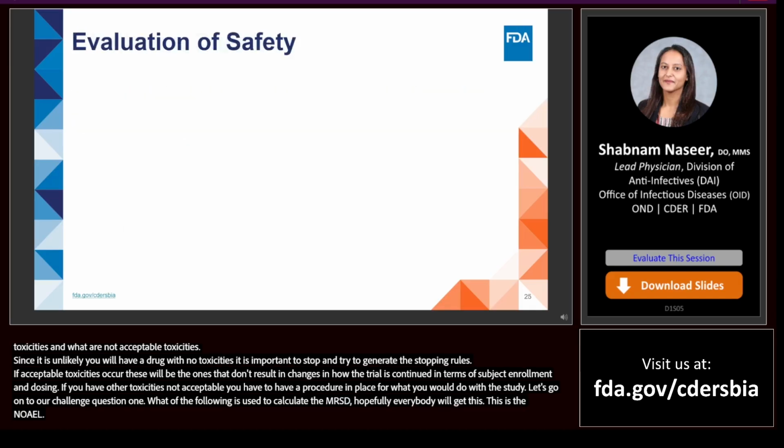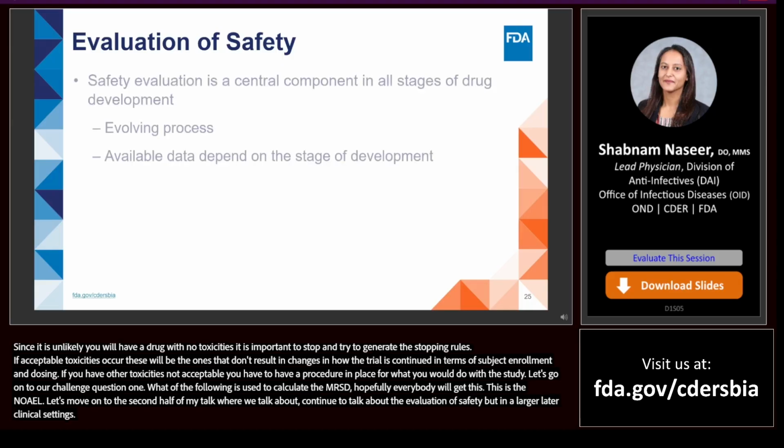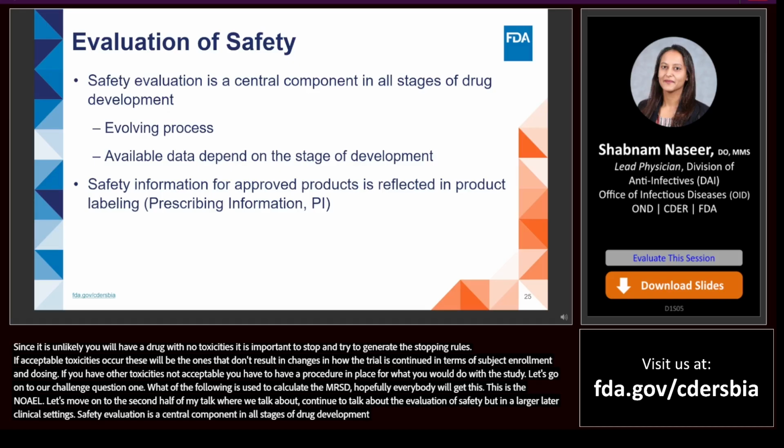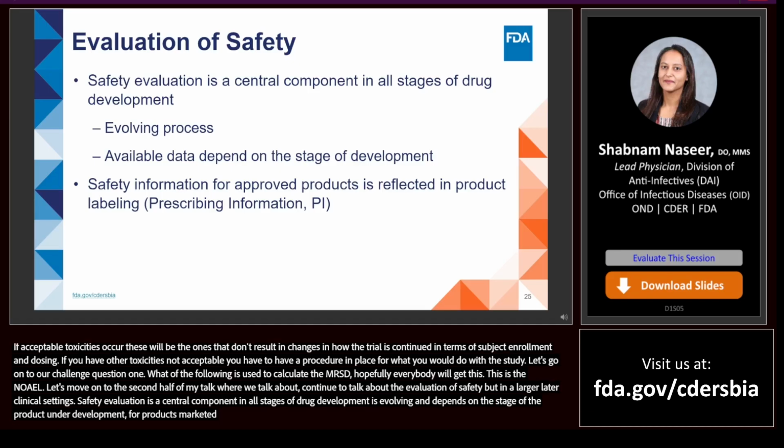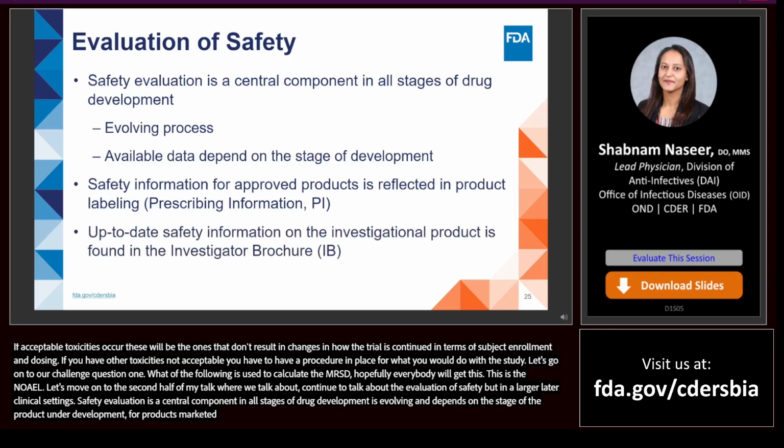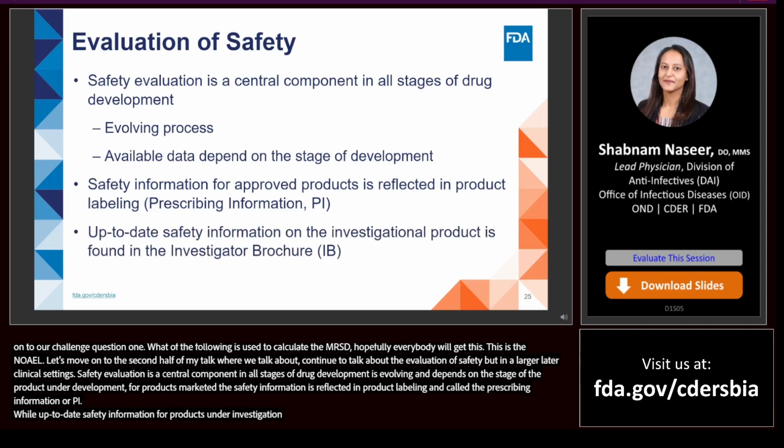All right, so let's move on to the second half of my talk, where we continue to talk about the evaluation of safety, but in larger, later clinical settings. So safety evaluation is a central component in all stages of drug development. It's an evolving process. It depends on the stage of the product under development. For products that are marketed, the safety information is reflected in the product labeling. It's also called the prescribing information, or PI. While up-to-date safety information for products that are under investigation would be contained in the investigator brochure, or IB.